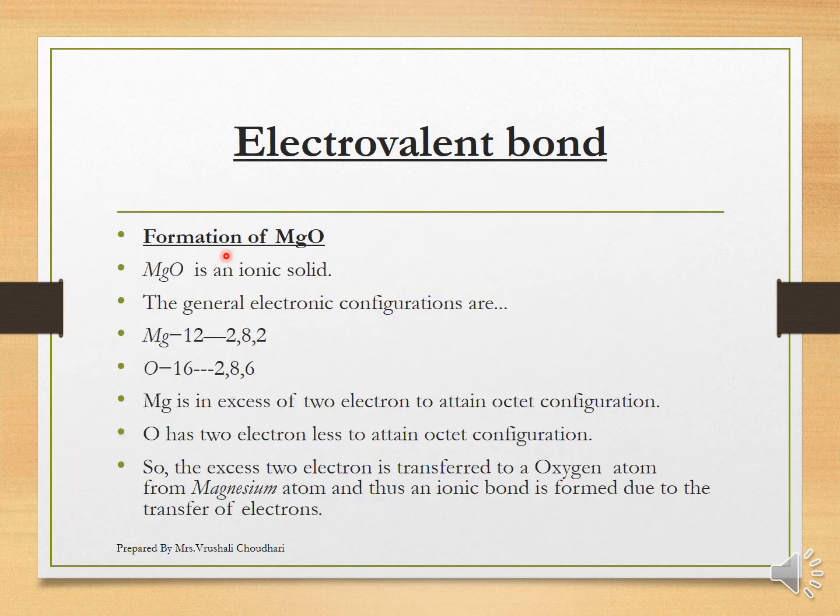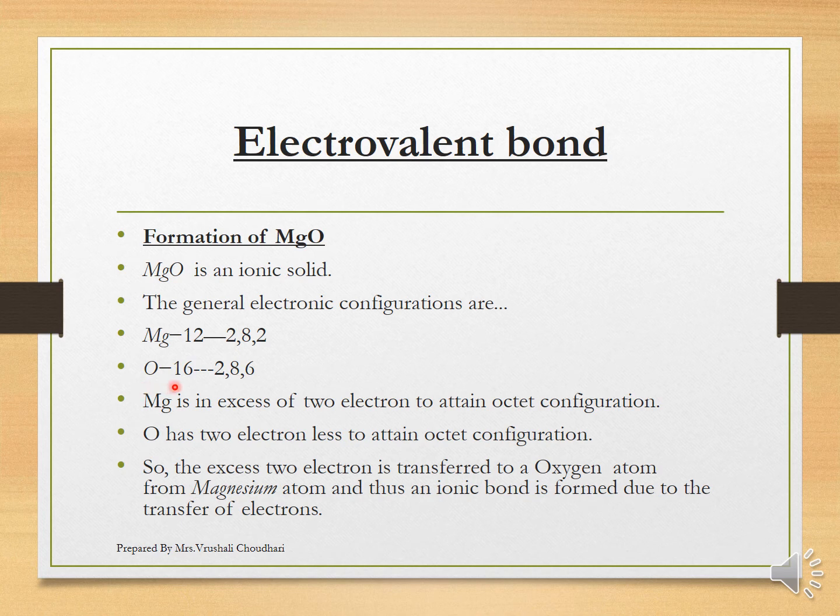Next example is formation of MgO, magnesium oxide. Configuration of the magnesium is 2, 8, 2. So valence electron is 2. So magnesium is going to lose these 2 electrons.